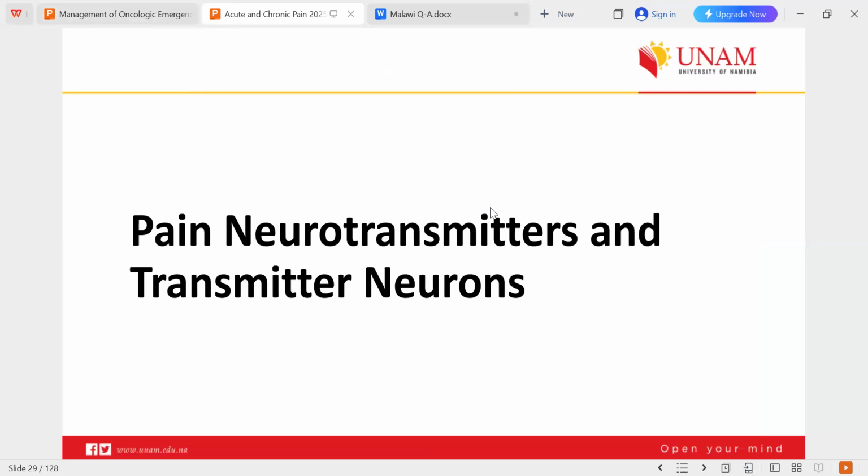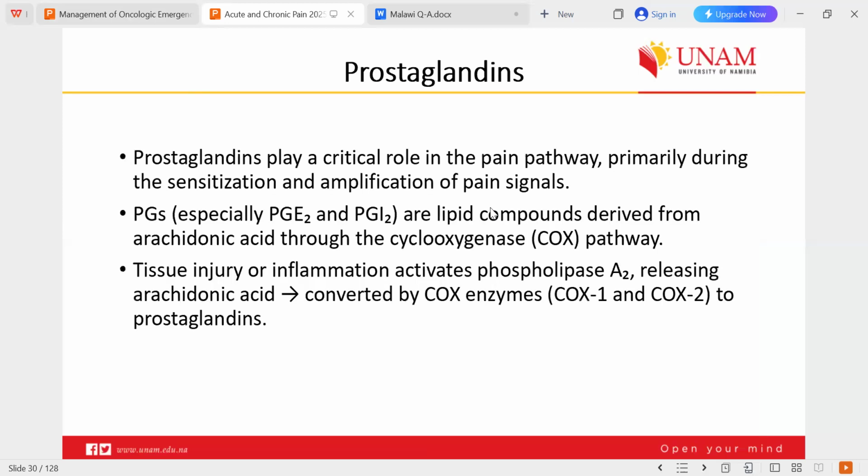Okay. So pain neurotransmitters and transmitter neurons. Let's quickly look at the role of prostaglandins in pain perception, or pain transduction. Prostaglandins play a critical role in the pain pathways, like I showed you before, primarily during sensitization and amplification of pain signals. Prostaglandin E2 and prostaglandin I2 are lipid compounds derived from arachidonic acid through the cyclooxygenase pathway.